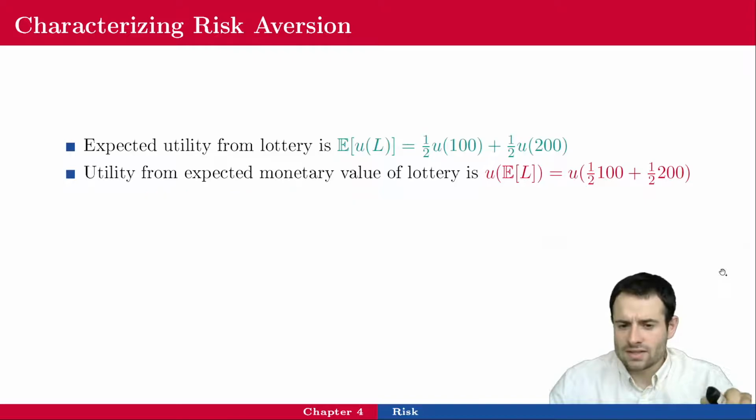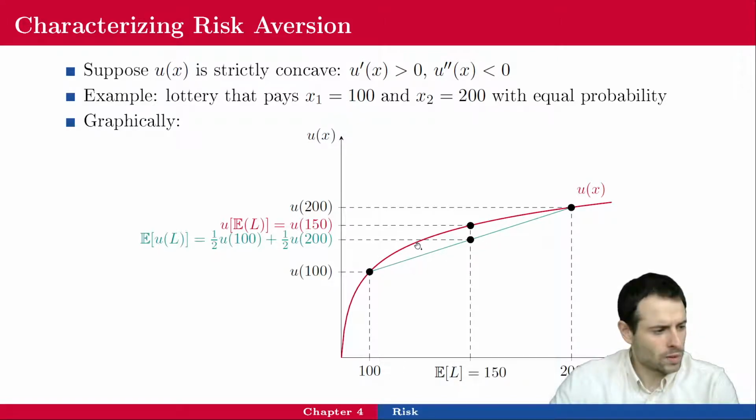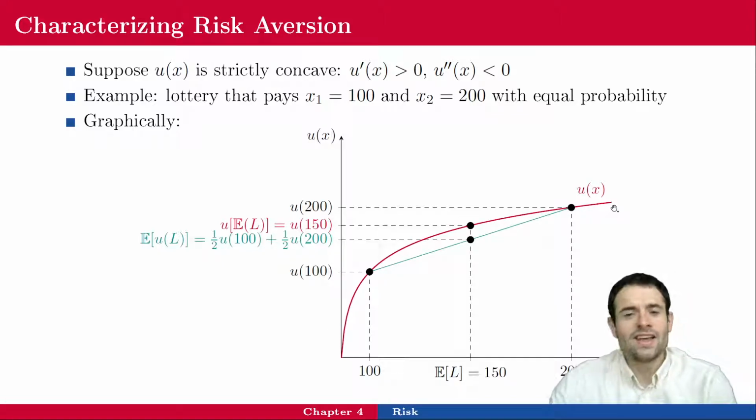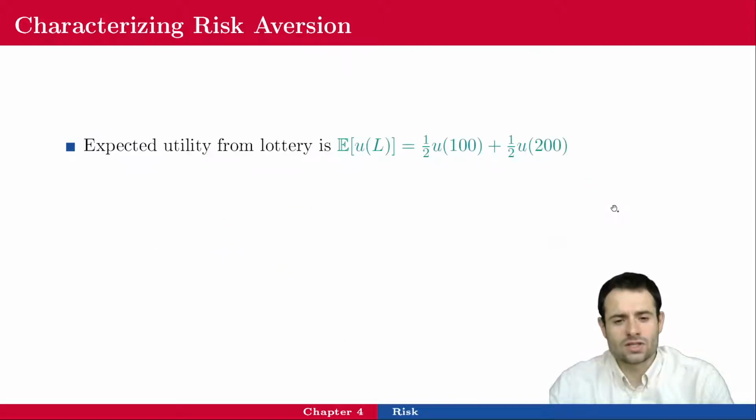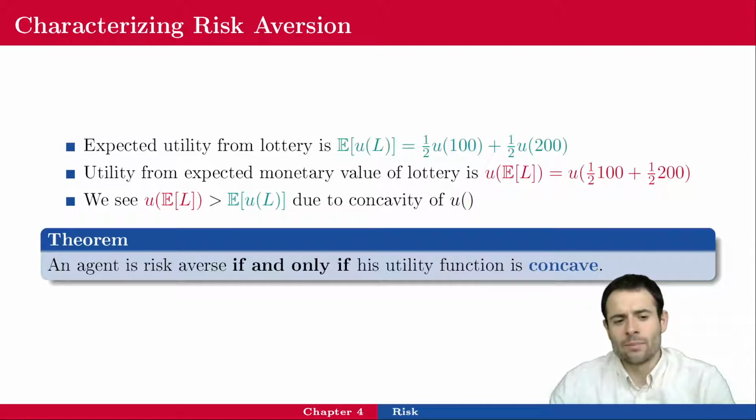I also mentioned that anytime a function is concave, the straight line linking two points from the graph will always be under the corresponding points on the graph. So as long as my agent has a concave utility function, he is going to be risk averse. And that's what led us to this theorem.